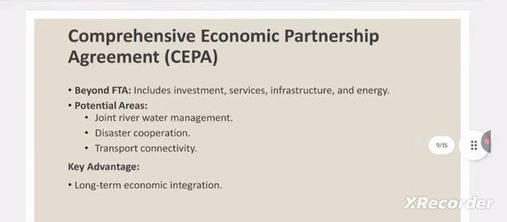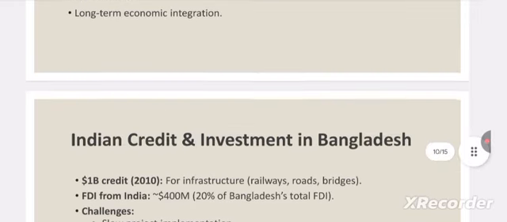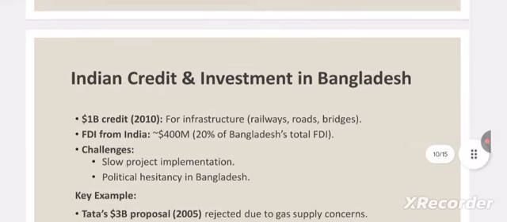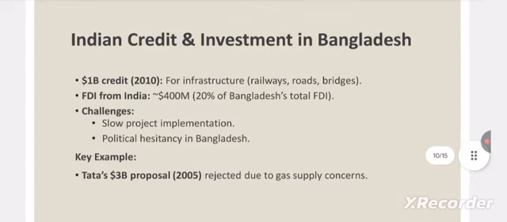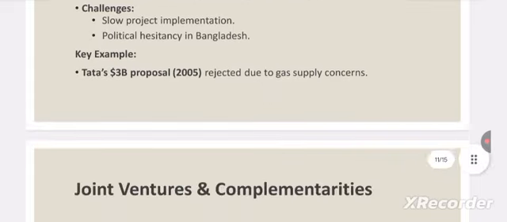A Comprehensive Economic Partnership Agreement, which goes beyond an FTA, was proposed between India and Bangladesh. Potential areas are joint river water management, disaster cooperation, transport connectivity. It is long term economic integration. India's credit and investment in Bangladesh: here we can see some challenges, slow project implementation and political hesitancy in Bangladesh.